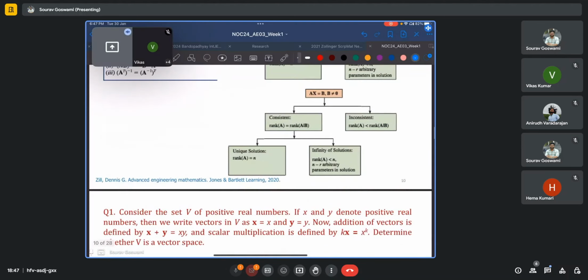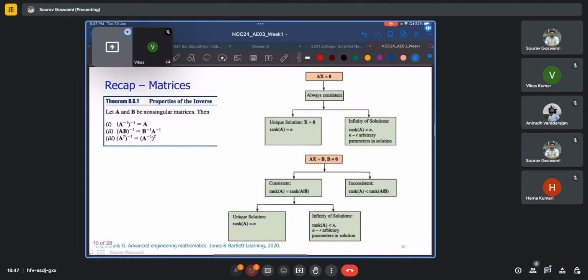And I believe we have the last recap slide. So, some fundamental properties of the inverse of matrices. Should A and B be two matrices which are invertible, that is, non-singular, then the inverse of A inverse should equal A. The inverse of the product AB shall equal B inverse A inverse.